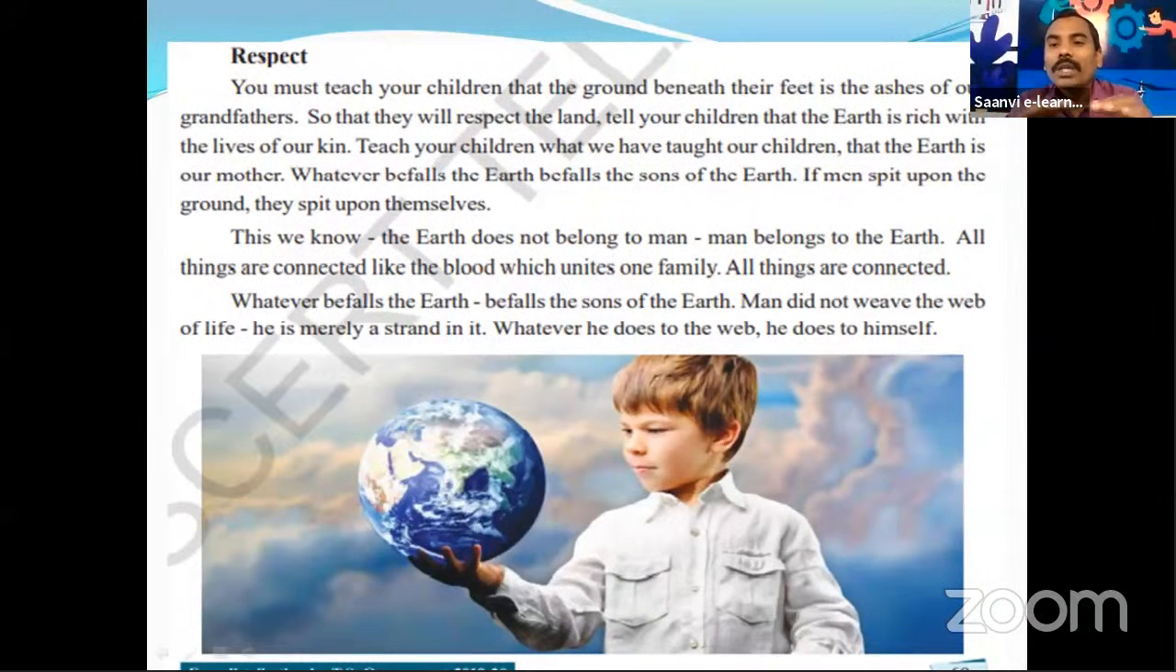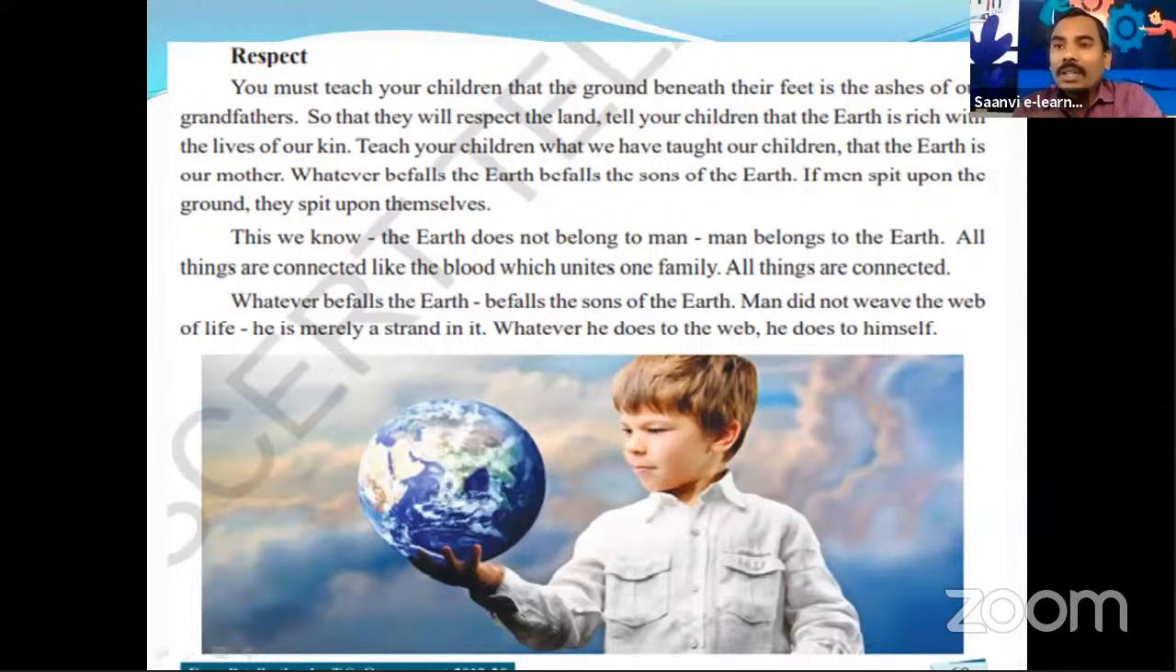Chief Seattle wanted to keep the land as it is, the environment as it is. The water is fresh there. The air is fresh there. The animals can happily live there. So this is all going to be destroyed by the American government when they are taking over the land from Chief Seattle and his tribal people. So Chief Seattle says that if you spit on the land, what happens? It is just like you are spitting on your own face.